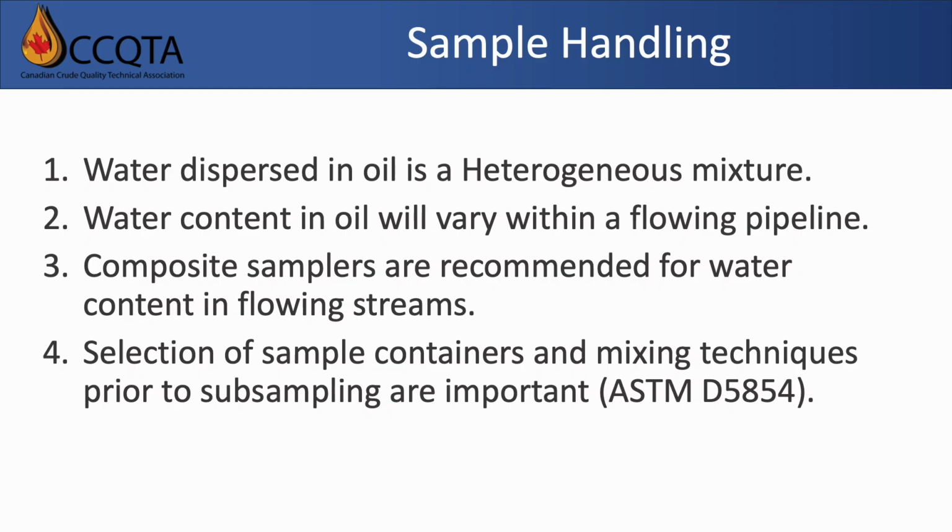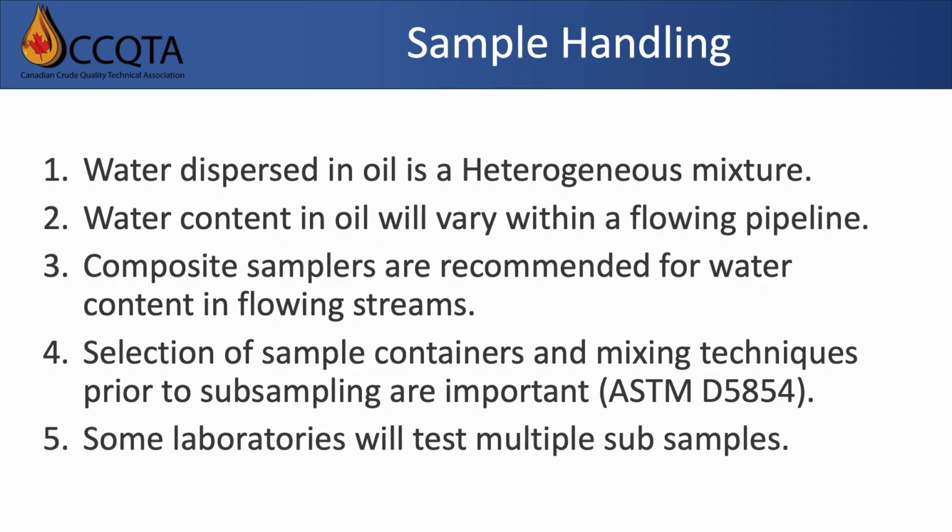ASTM D5854 provides direction on sample mixing prior to subsampling for testing purposes. And lastly, to ensure a sample is homogeneous and subsamples are representative, many laboratories will collect and test multiple subsamples, especially when very small subsample volumes are collected, such as in the D4928 procedures A and B.